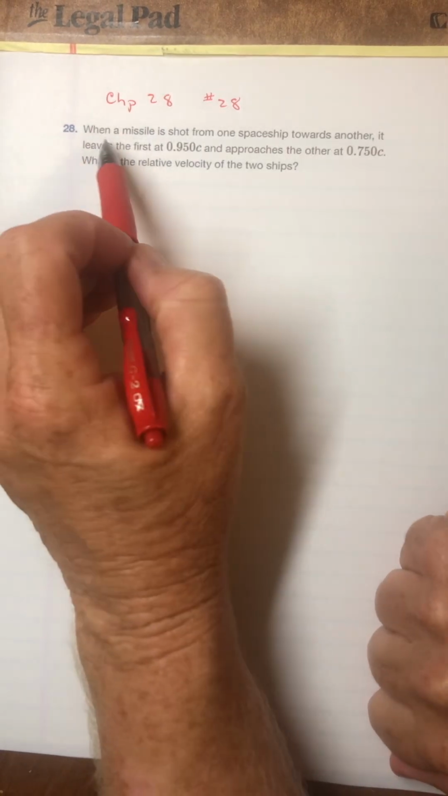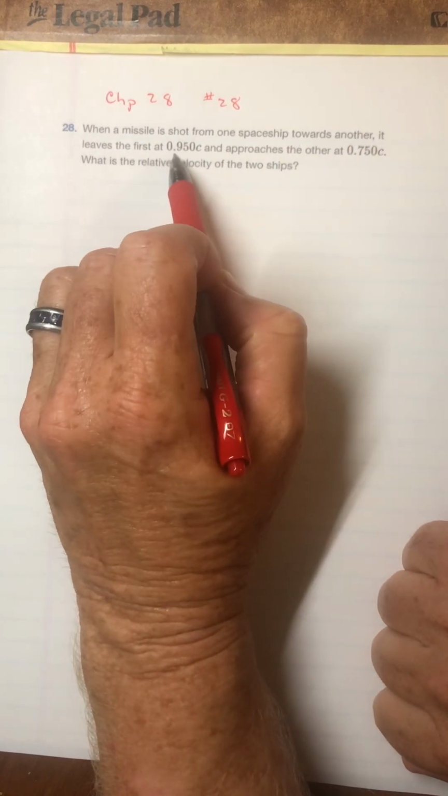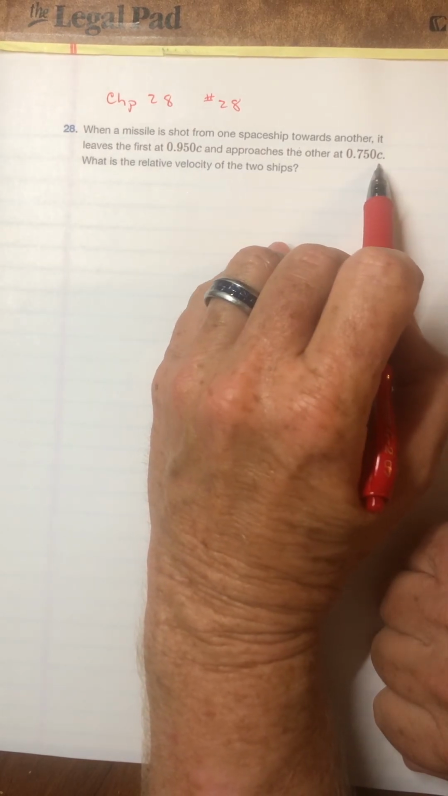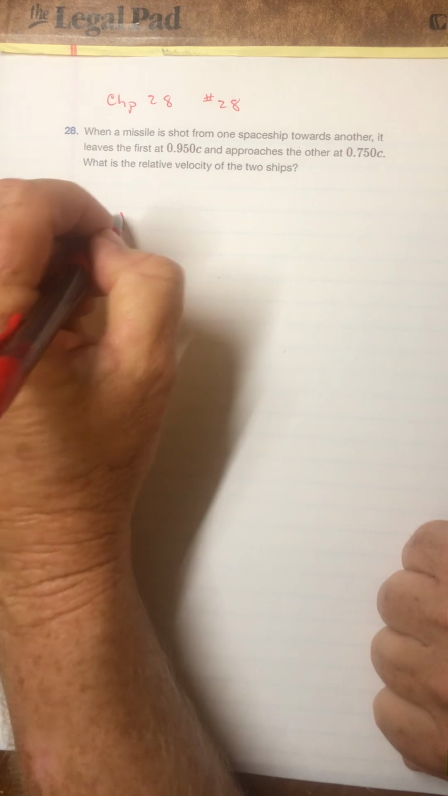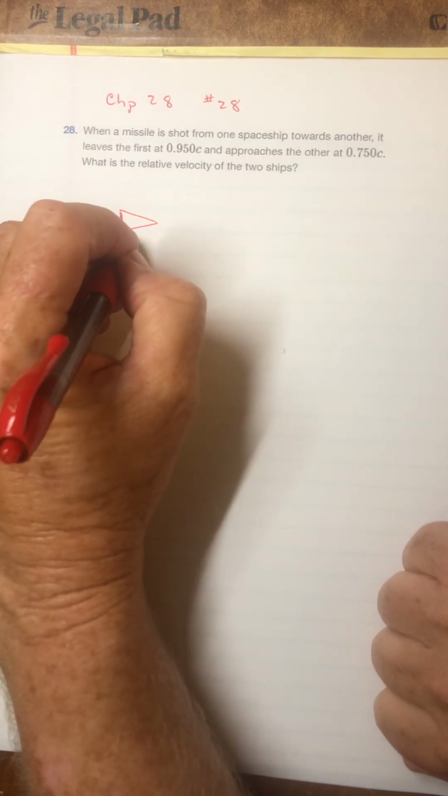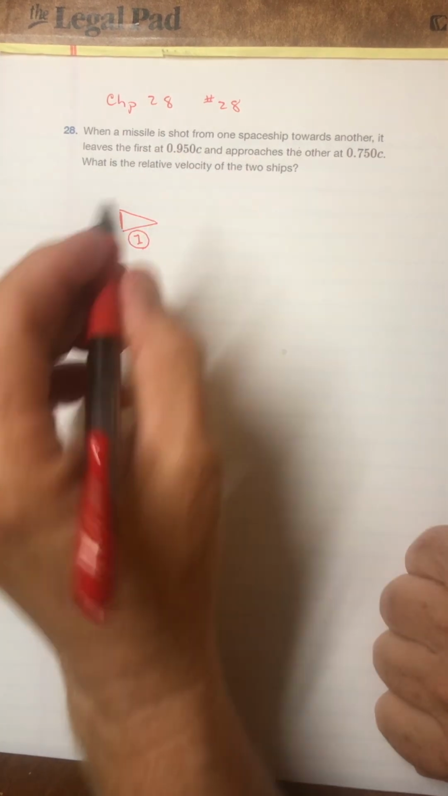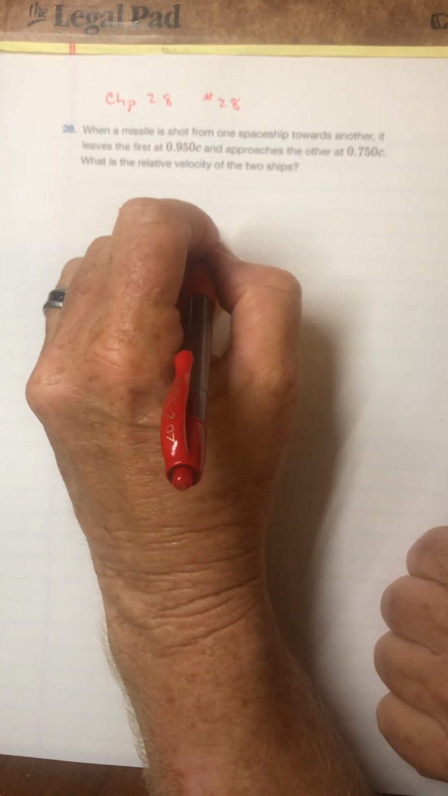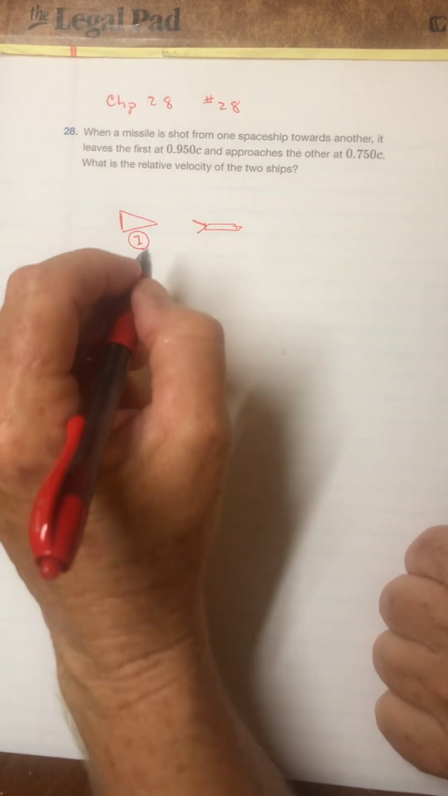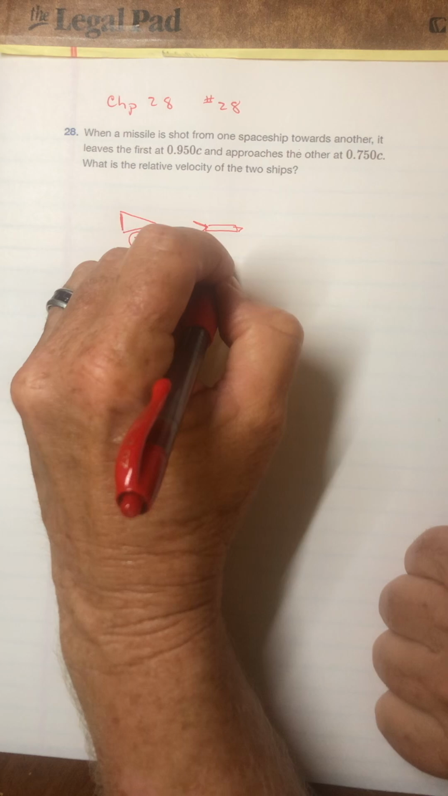So let's start here. It says, when a missile is shot from one spaceship towards another, it leaves the first ship at 0.95 C and approaches the other at 0.75 C. So maybe I'll put a spaceship right here, and call this number 1. The missile is shot, so there's some kind of missile heading out, and the speed is 0.95 C.